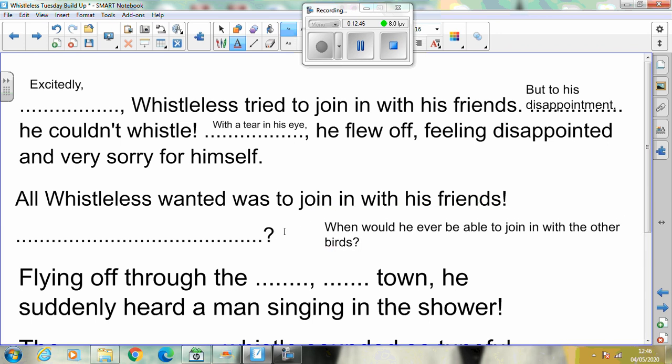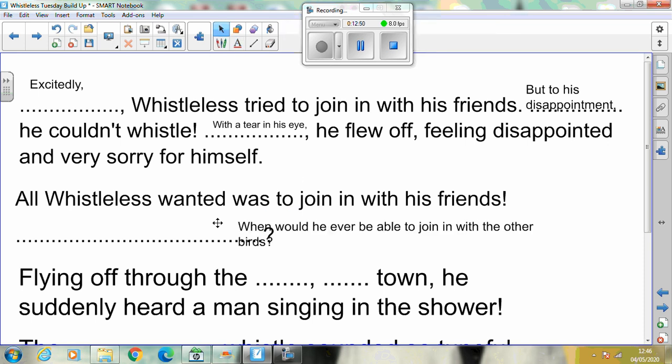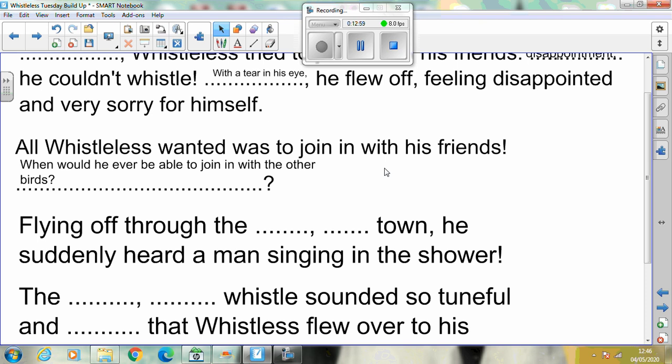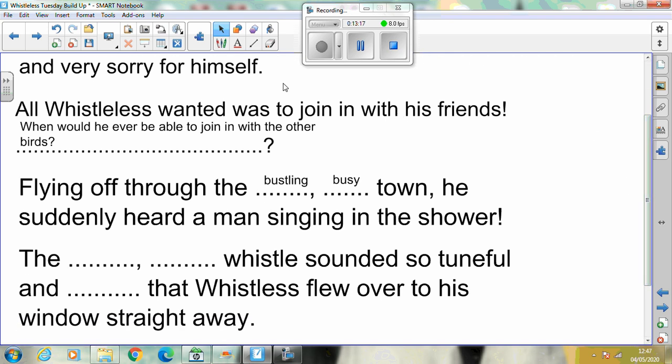Question mark. There we go. Flying off through the, and this is the good one here, through the bustling, busy town, he suddenly heard a man singing in the shower. The happy, joyful whistle sounded so tuneful and merry that Whistleless flew over to his window straight away.